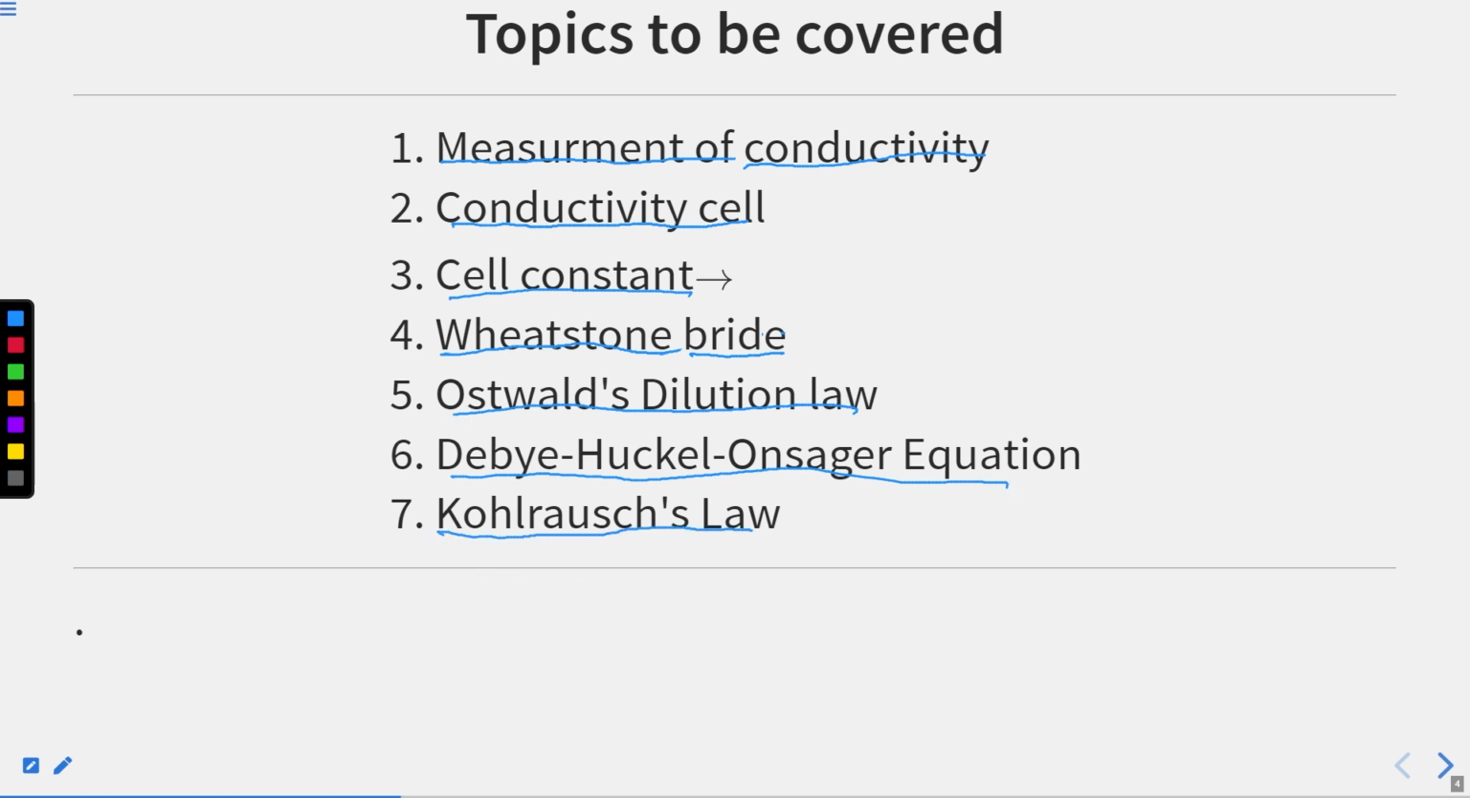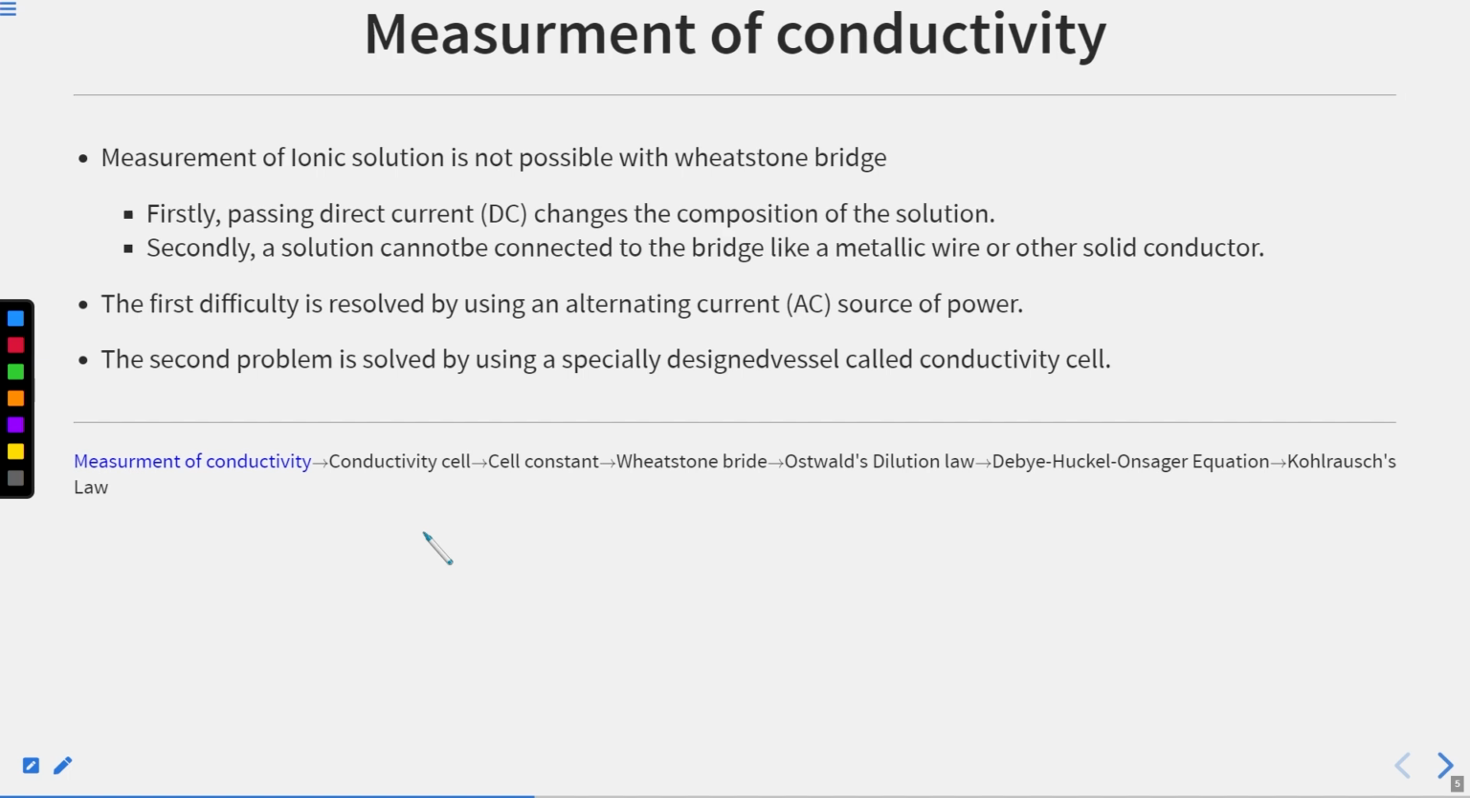If I tell you which one of these is more important, I would suggest that Kohlrausch law is the most important one. I'm not saying that the others are not that important. To understand this Kohlrausch law, you must have a proper concept of all these topics. But this Kohlrausch law is the most important one out of all. So let us start with the measurement of conductivity.